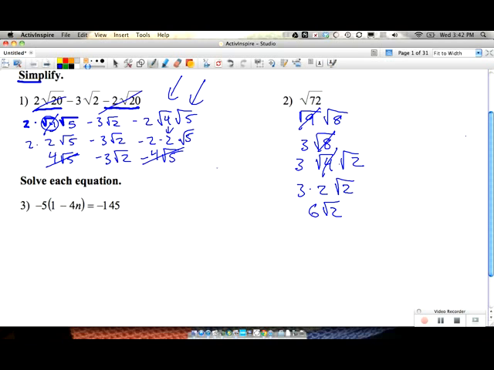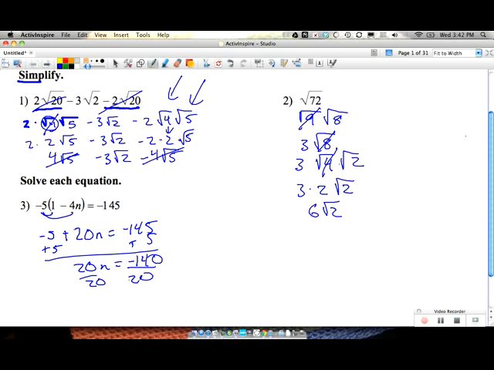Last step. These are easy. These are algebra review, but you need to do algebra in geometry, so you guys need to be able to do all of it. All right, so negative 5 is going to get distributed to these numbers here. So that means I'm going to have negative 5 times 1, which is negative 5. Then we have negative 5 times negative 4, and that's positive 20. N equals negative 145. Okay, now if I start adding to both sides, I got 20n equals negative 140, divide by 20, divide by 20, and we got n equals, how much is this going to be? Negative 7. So that would have been our answer, negative 7.